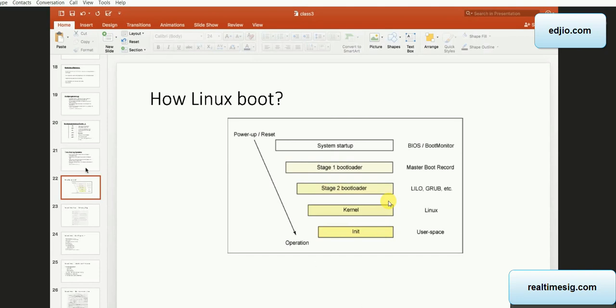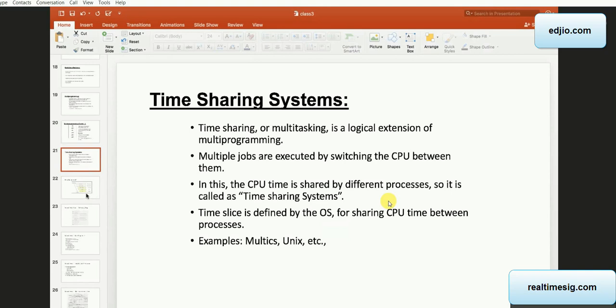Okay, any questions on operating system so far? Okay, cool. Great.